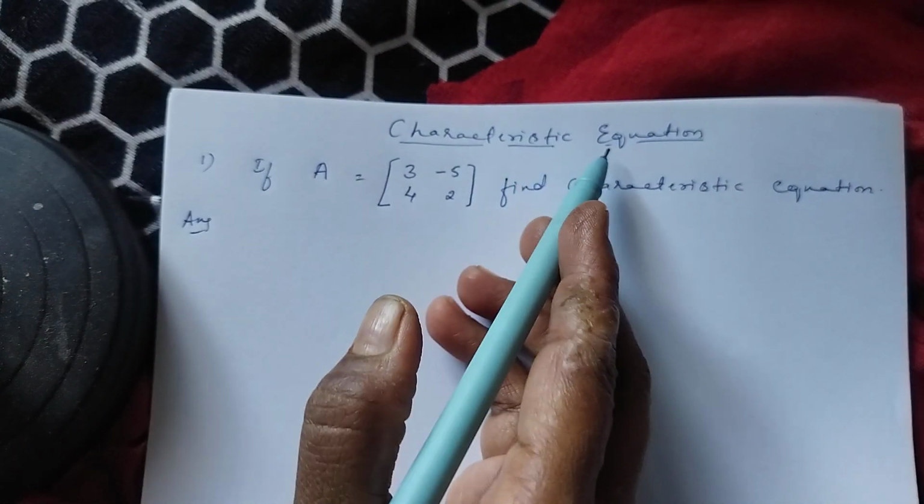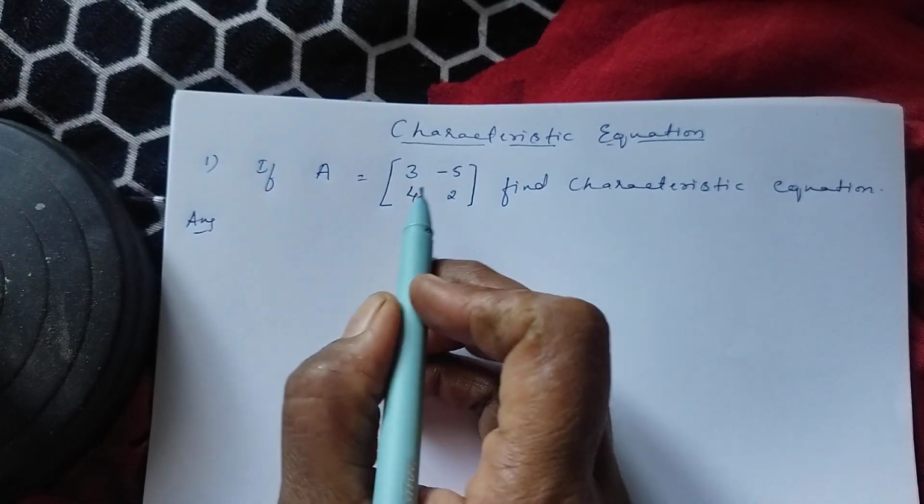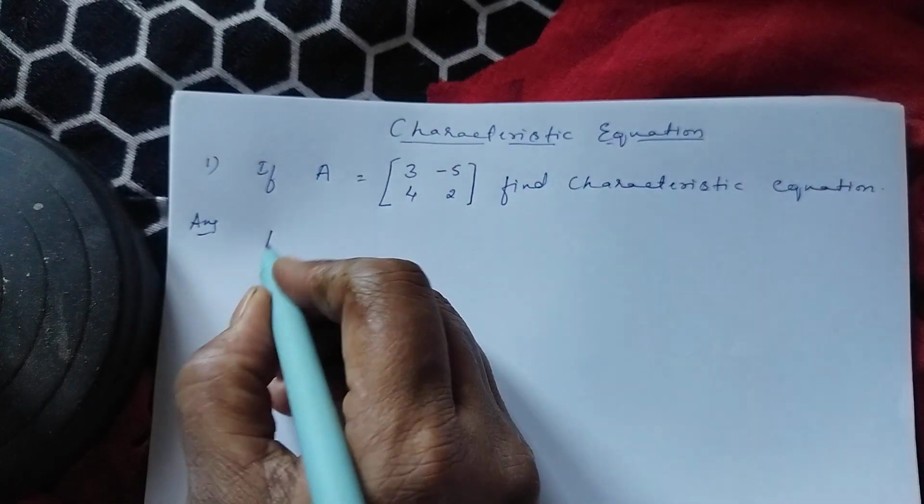Today we will learn about the characteristic equation. If A is equal to the matrix [3, -5; 4, 2], find the characteristic equation.